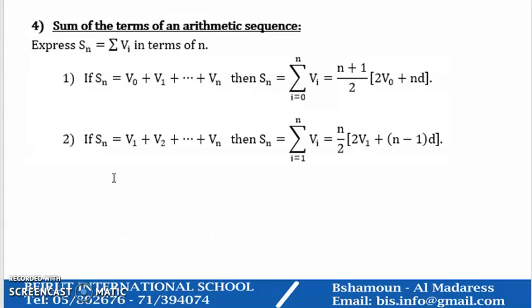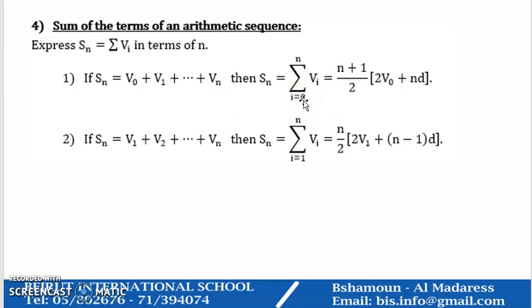Sum of the terms of an arithmetic sequence. If we have an arithmetic sequence, we have a pattern to find the sum of the terms. In the first place, if I have Sn equal v0 plus v1 plus up to vn, then we can write it in a short way: Sn equal summation from i equals 0 to n of vi, which is equal to n plus 1 over 2 into 2v0 plus nd. Here I'm starting by v0. If we start by v0 till n, then the number of terms is n plus 1 terms. What do we mean by this?